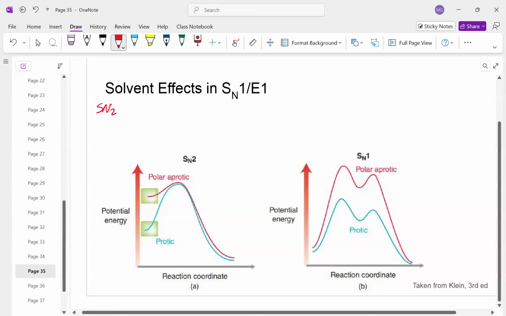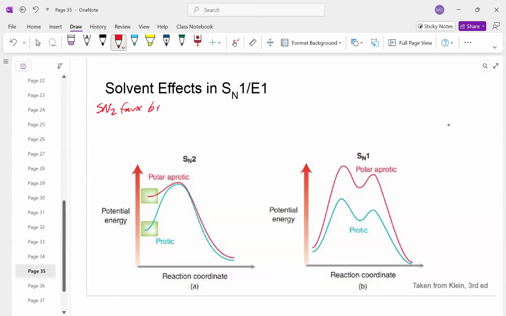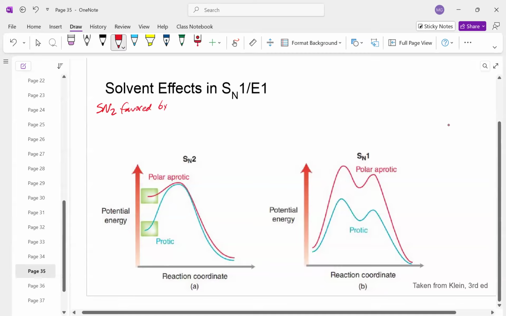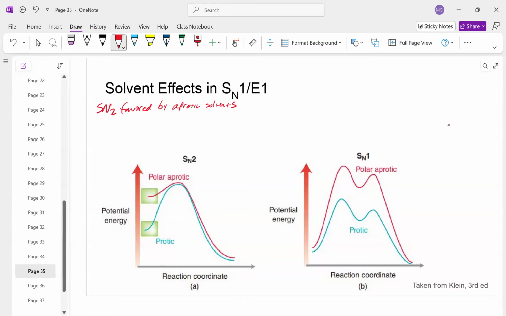Well, an SN2 was favored by polar aprotic solvents. And the reason for that was that it actually raised the energy, didn't stabilize the reactants, so it kind of raised them in energy and shortened, and that's the way it shortened that activation energy, kind of broke down that hill a little bit.